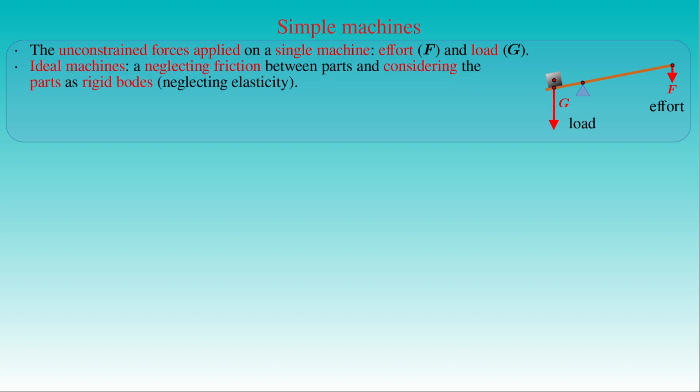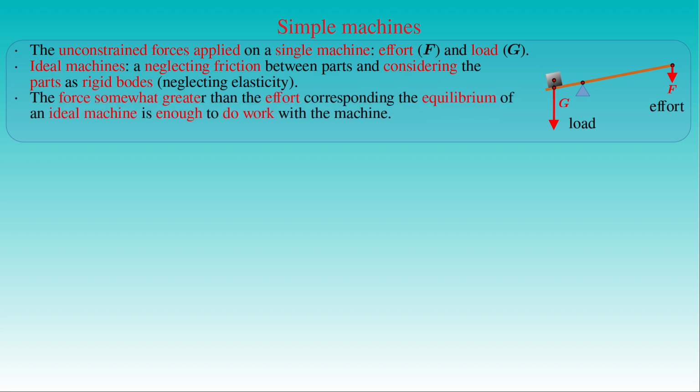If we neglect the friction between the parts of a simple machine or the elasticity of the parts, that is, we consider them rigid bodies, then we talk about ideal machines. We will determine when ideal machines are in equilibrium under the instantaneous influence of the effort and the load. A force somewhat greater than the effort corresponding to the equilibrium of the ideal machine is already enough to do the work with the machine, for example to lift a load. However, in practice we often need much greater force to do work due to the friction neglected in the case of ideal machines. Before determining the equilibrium conditions for ideal machines, we will examine some general properties of these machines.